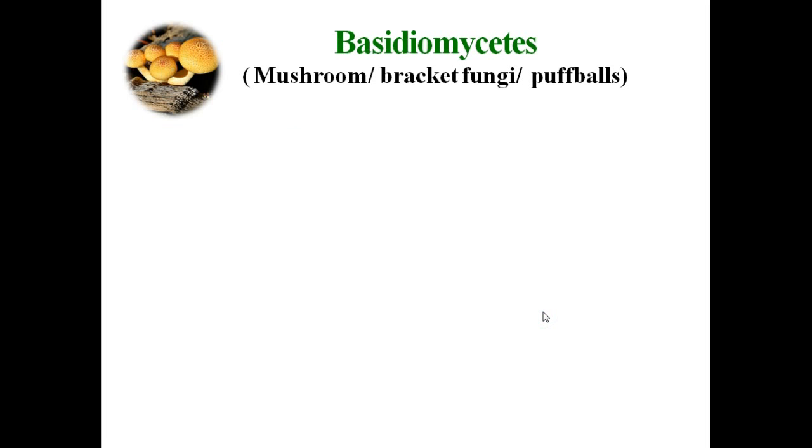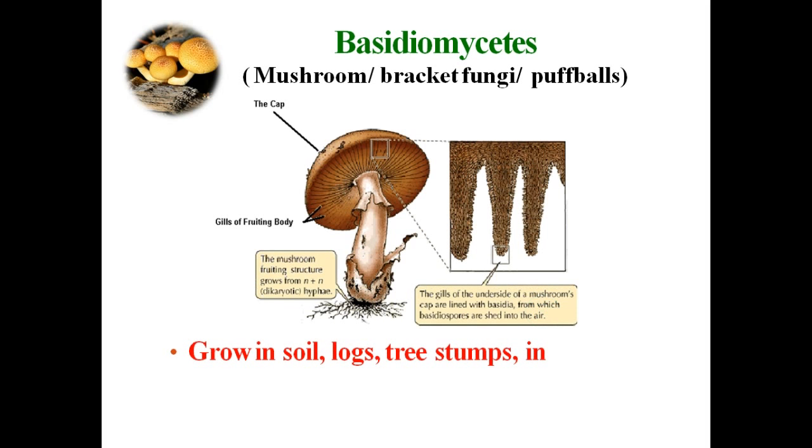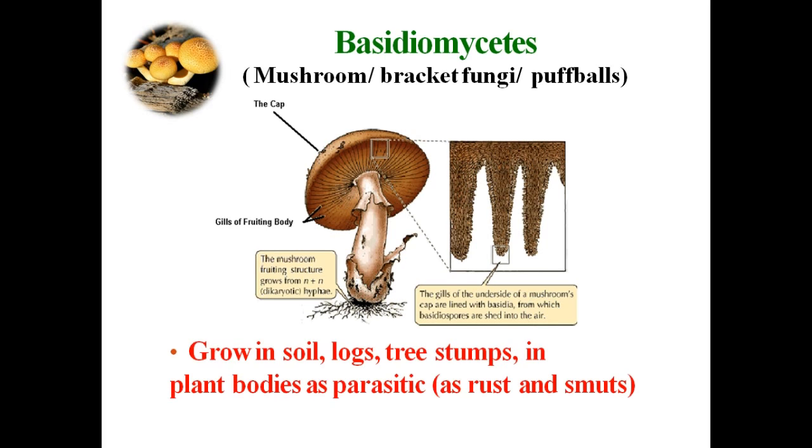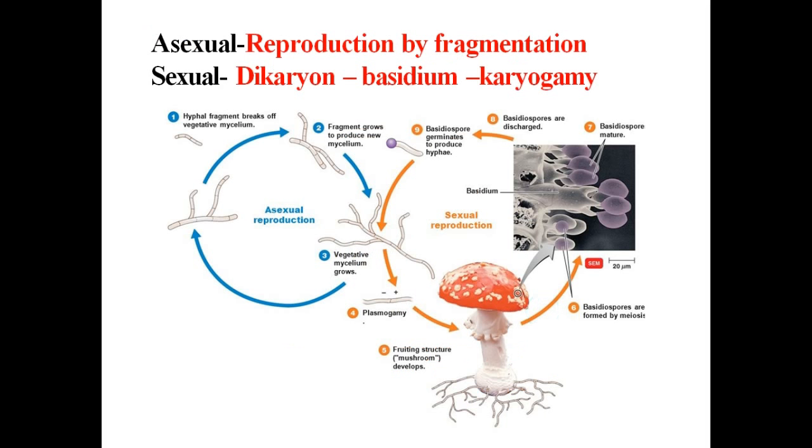Then we will see Basidiomycetes. Commonly known forms of Basidiomycetes are mushrooms, bracket fungi or puffballs. They grow in soil, on logs and tree stumps, and in living plant bodies as parasites, for example, rust and smuts. The mycelium is branched and septate. The asexual spores are generally not found, but vegetative reproduction by fragmentation is common.